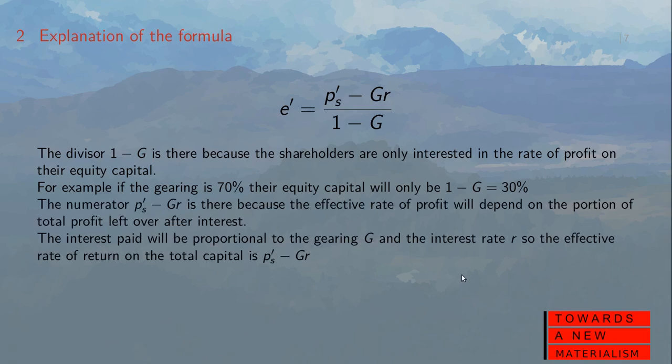The numerator P sub S minus G R is there because the effective rate of profit will depend on the portion of total profit left after interest. The interest paid will be proportional to the gearing. The higher the gearing, the higher the level of interest paid, and it'll be proportional to the interest rate. So the effective rate of return on the total capital is the original rate of return, P sub S, minus G times R. And this then gives you what appears to be the rate of return to the shareholders.